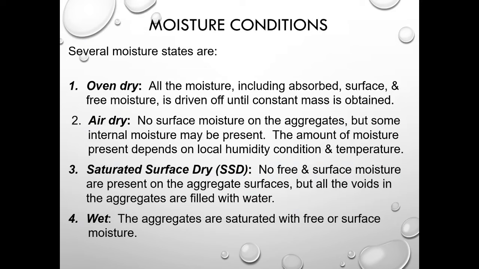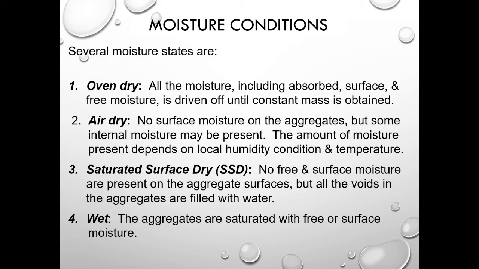Oven dry, okay? The absorbed water, the surface water, free water is all driven off. You have a constant mass. You only have the inert aggregate itself. Air dry, no surface moisture present. However, you will have some moisture present on the inside. In other words, the pores will be partly filled. Saturated surface dry, SSD, just as the name states. No free moisture on the surface. However, the voids are filled with water. So they're saturated from an internal point of view, but no water on the surface. And when the aggregates are wet, they're saturated and they have free or additional water on the surface. And this additional water has to be taken into account as part of the mixing water when you're batching concrete.